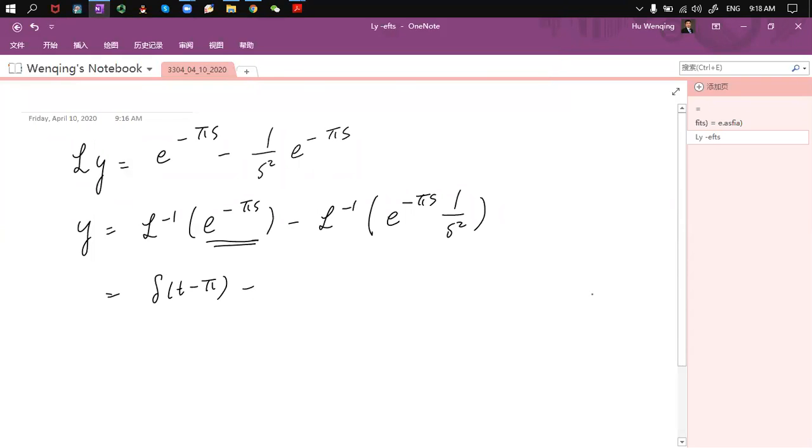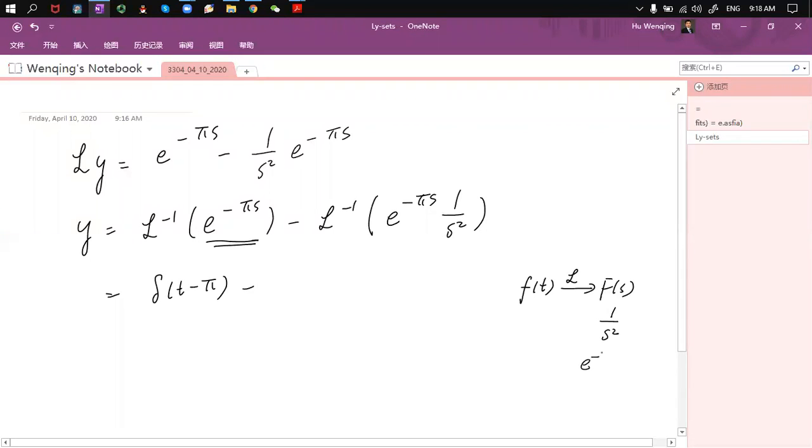So you have to draw a table, right? So let's say capital F of s is transformed back into f of t. So if F of s is multiplied by e power minus pi s, then under the Laplace transform, you have to use u(t minus pi) multiplied by f(t minus pi). You have to use this function according to the shift table of the transformation.